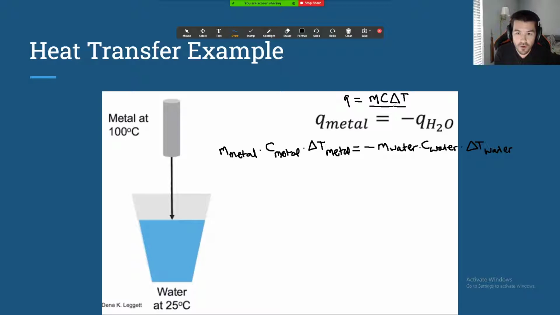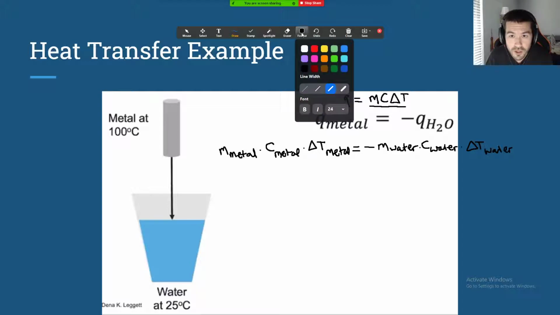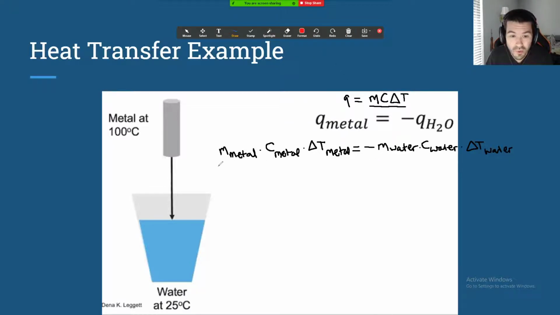Now, if you have an FRQ or even a multiple choice question where you've got some of this going on, like a calorimetry or heat transfer problem, they're going to have to give you a lot of this information. They're probably going to give you the mass of the metal, the mass of the water, the heat capacity of the metal, and the heat capacity of the water. They're going to have to give you temperatures. Look, we've got the initial temperatures, 100°C and 25°C, so we can actually plug some of this in.